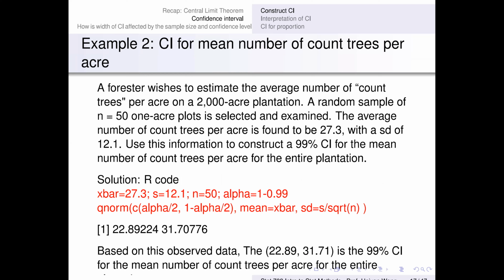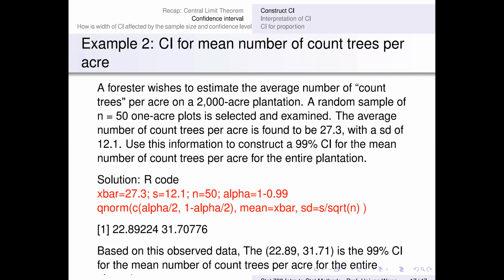They have a 2,000-acre plantation, and a random sample of 50 of the plots is selected and examined. The average number of count trees per acre is 27.3, and the standard deviation is 12.1. Use this information to construct a 99% confidence interval for the mean number of count trees per acre for the entire plantation.